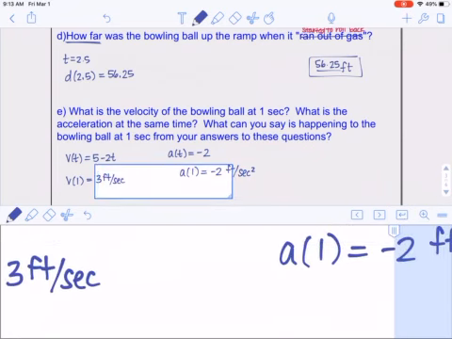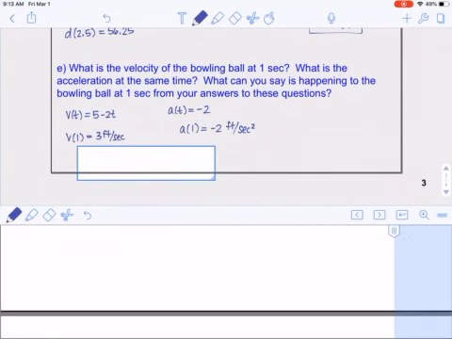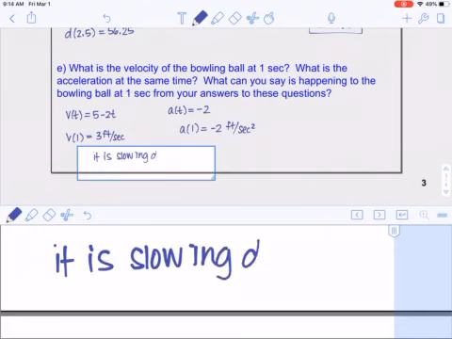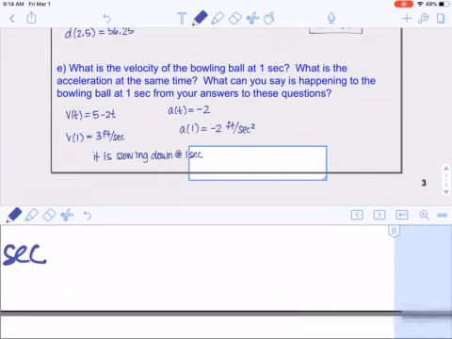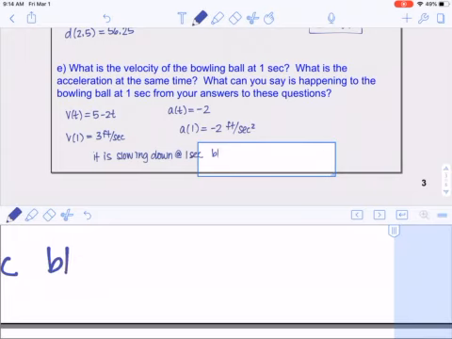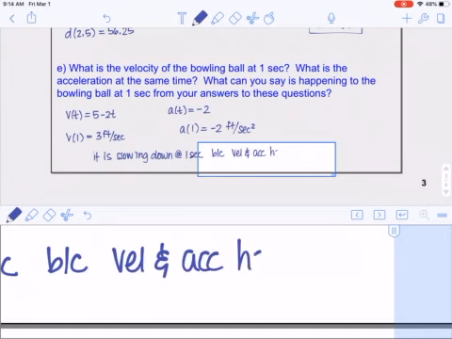Okay, based on these two answers, what I can tell you about the bowling ball is it is slowing down. How do I know that? Okay, I know that because what do you notice about the signs of the acceleration and the velocity? Right, one is positive and one is negative. So because the velocity and acceleration have different signs.